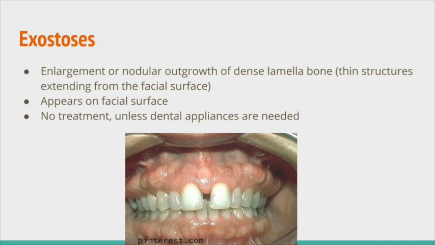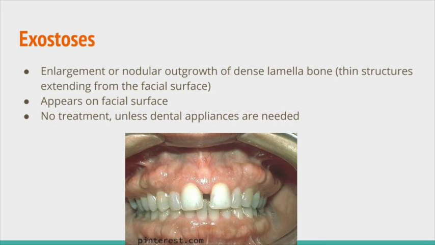Then you have exostosis, and this is an enlargement or nodular growth on the dense lamina of the bone. And as you can see on the picture, it's on the facial side. There's no treatment, and it's only if there's dental appliances that are needed that we would try and do something about them.